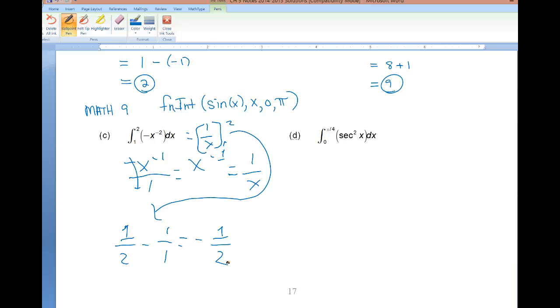Negative 1. So then it's 1 over x. He showed it here. Negative x to the negative 1 over negative 1. So the negatives cancel, so it's really just 1 over x evaluated from 1 to 2. So it's going to be 1/2 minus 1 over 1.